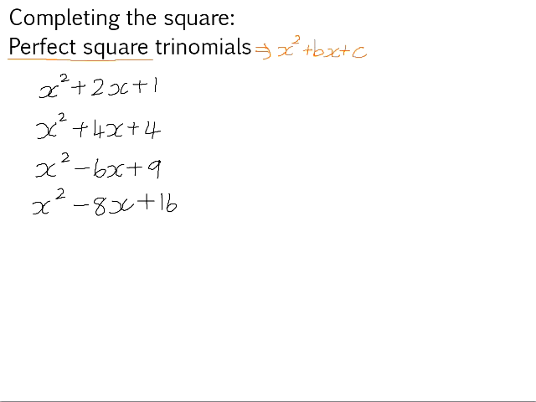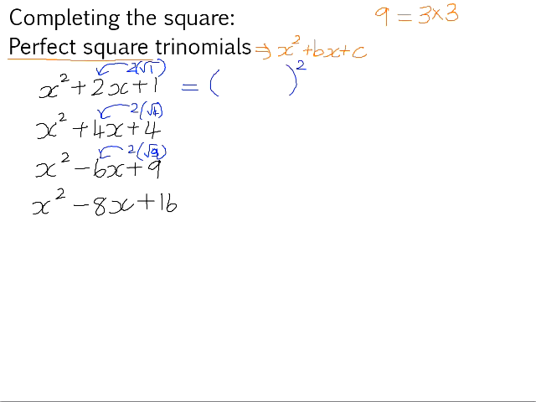And a perfect square is any number that has a pair of identical factors. So we say that a number like 9 is a perfect square because it has identical factors of 3 times 3. Okay, so if we look at these perfect square trinomials, we can see that they are perfect squares because the square root of the end term times by 2 gives us the middle term. So the square root of 1 is 1 multiplied by 2 is 2. The square root of 4 is 2 multiplied by 2 is 4. The square root of 9 is 3 multiplied by 2 gives us 6. So we can see that these are perfect square trinomials.